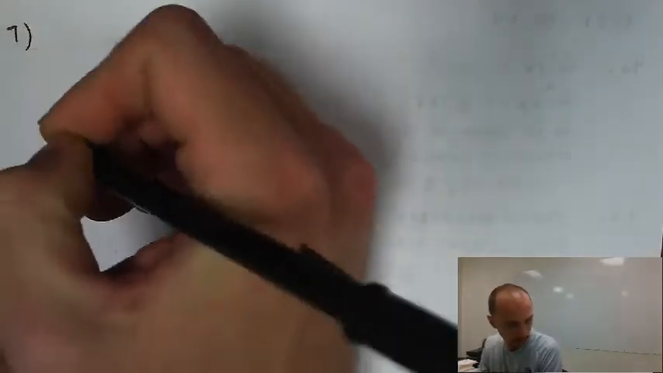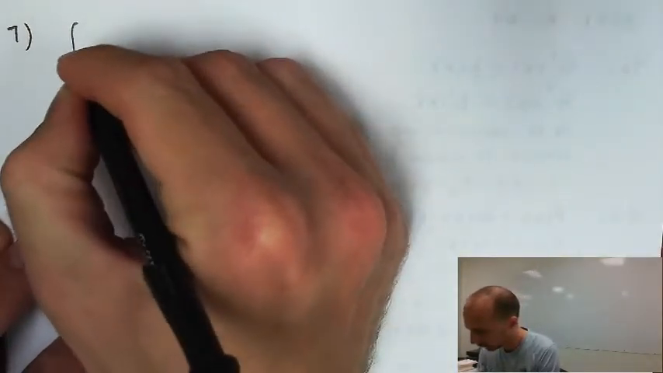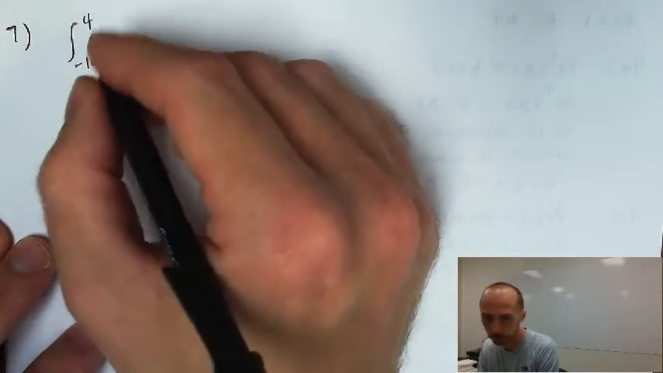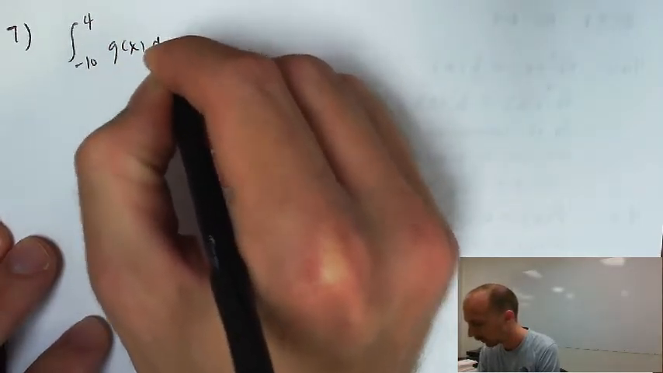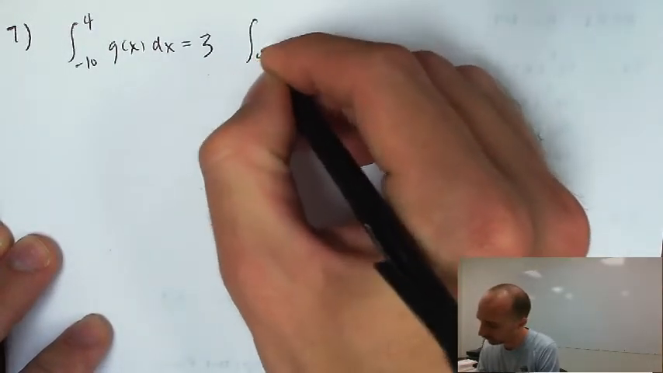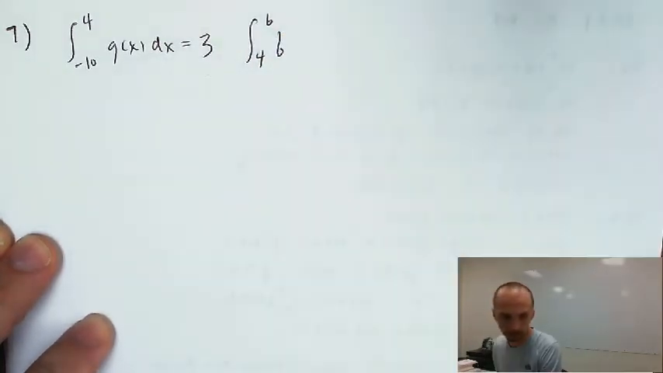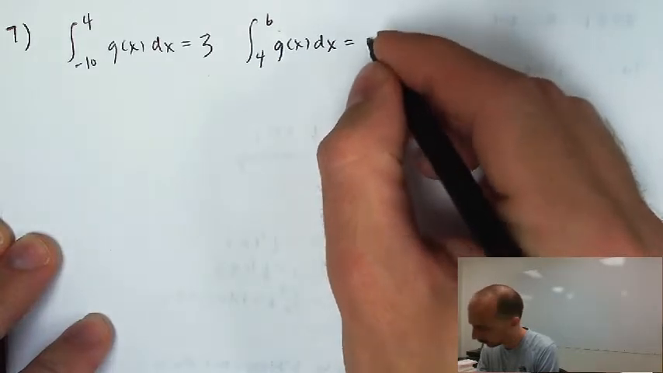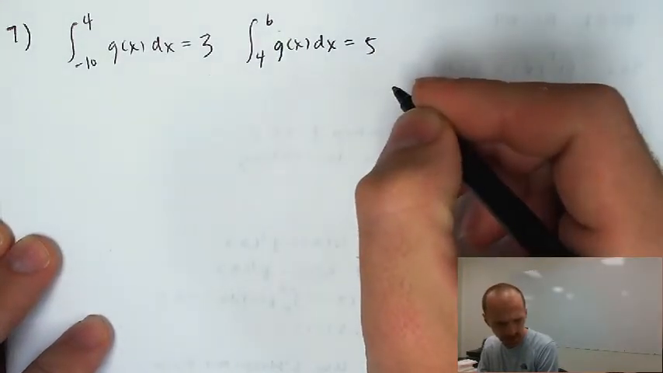It looks like we have some good integral property questions here. If the integral from -10 to 4 of g of x dx is equal to positive 3, and the integral from 4 to 6 of g is equal to 5, then... really? Is it that easy? I'm going to write everything forwards, just so I don't get confused.